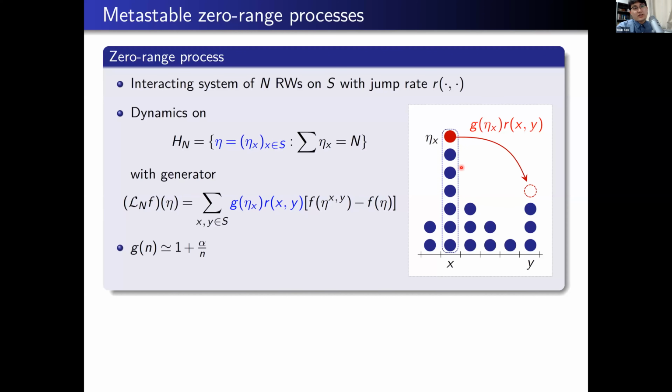Now let's look at this rate more closely, the meaning of this rate. Since the function g here is decreasing in n, we can observe that if you have more particles at x, then it is less likely to jump to site y. This means that the particles are sticky. Because you have more particles, you are less likely to jump. So you have a sticky interaction thanks to this form of generator.